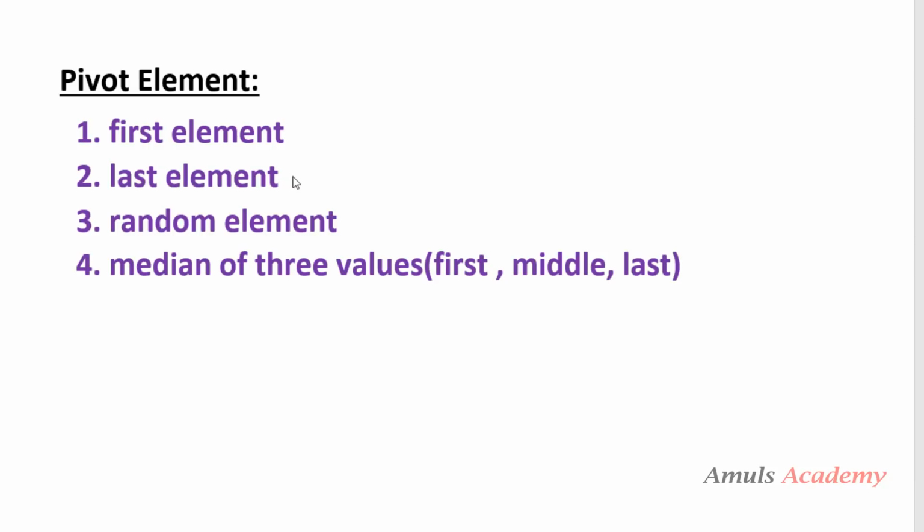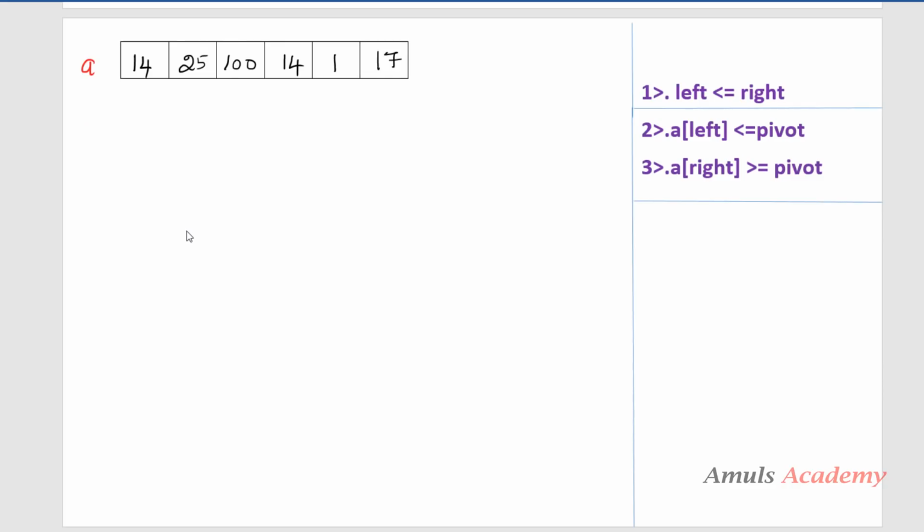So in that case we can go for a random element. We can choose a random element as the pivot element, or we can go for the median of 3 values. The selection of the pivot element is very important. It entirely depends on the type of input. Next, we'll take one example.